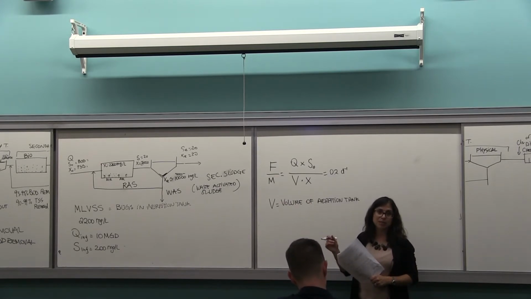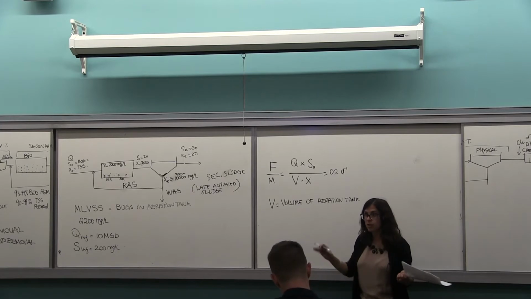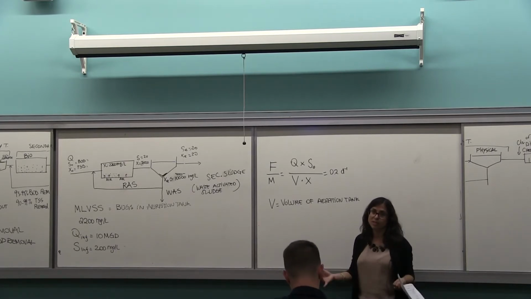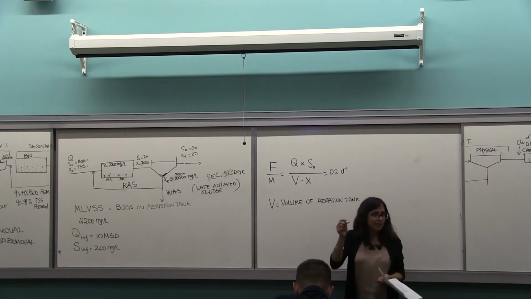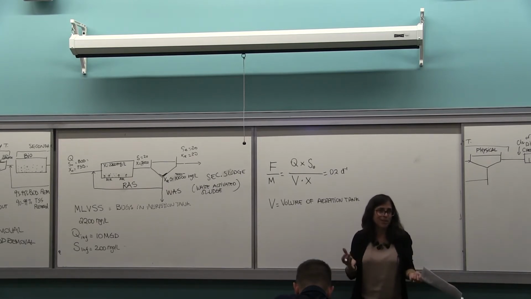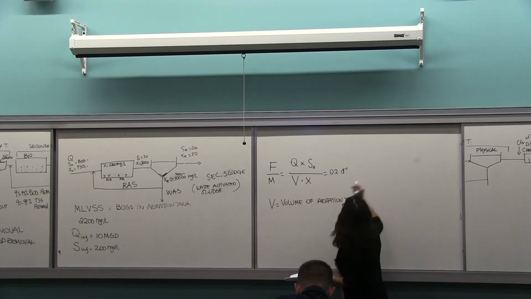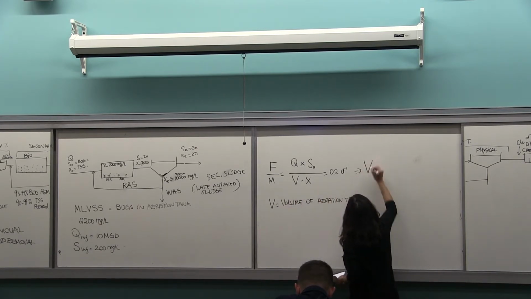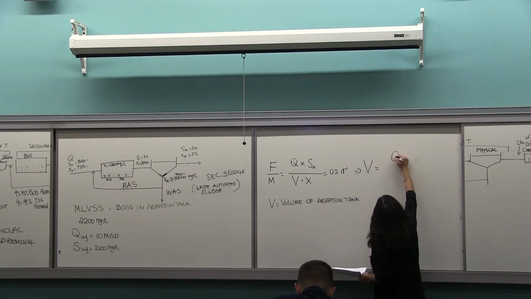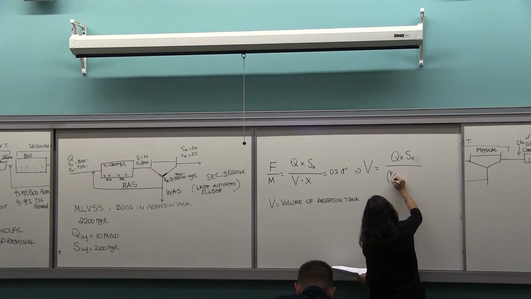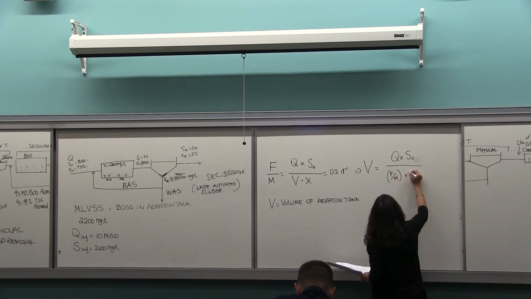The problem for this, and for most wastewater activated sludge problems, is understanding what is given to us, essentially. It's like two equations, but there are all these symbols. You need to understand what they mean, and that's why I spend some time explaining the process. So the volume of the aeration tank is going to be Q S naught over F over M times X.